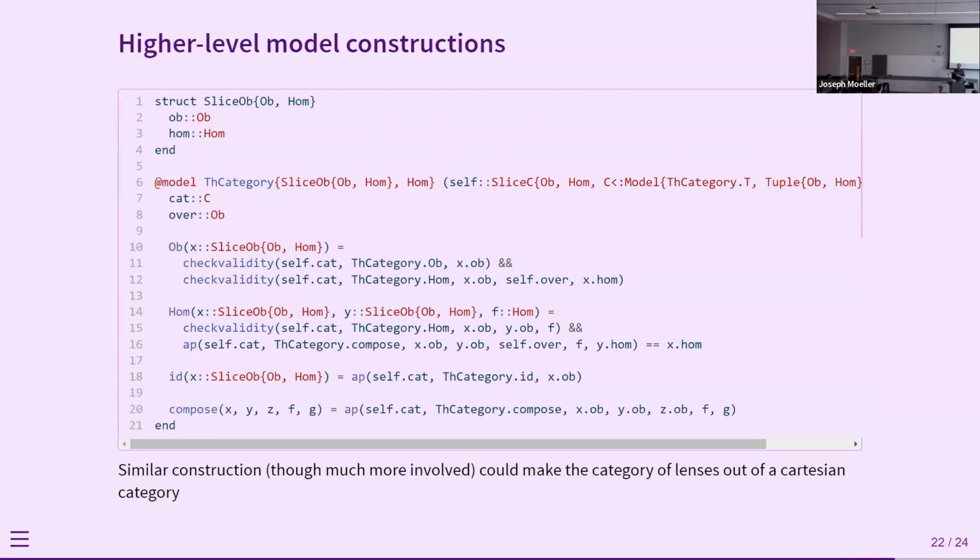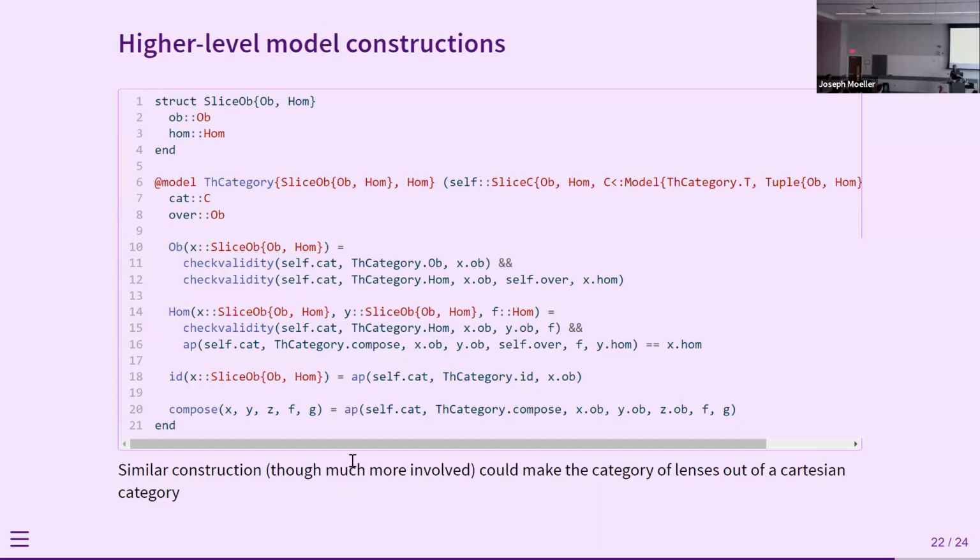We can also do, I've been hyping this up the whole time, higher level model constructions. What does this mean? Well, it means that if we have a model of a category and an object in that category, we can automatically make a model for the slice category over that object.